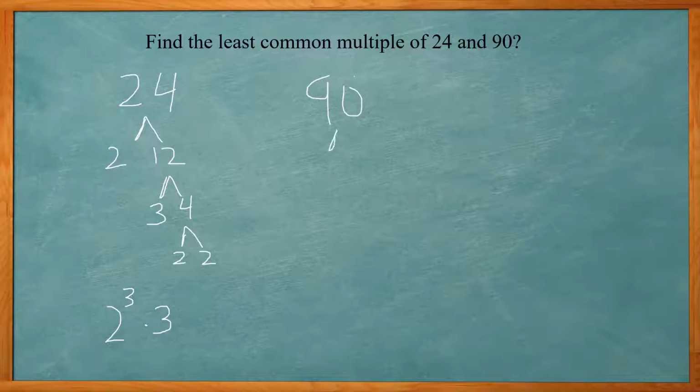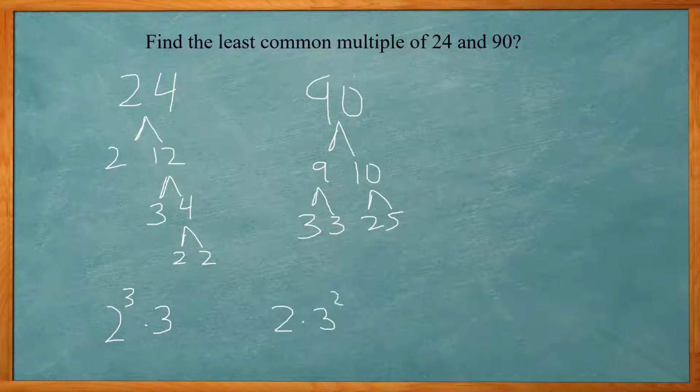90 can become 9 and 10. 9 is 3 times 3, and 10 is 2 times 5. So that becomes 2 times 3 squared times 5.